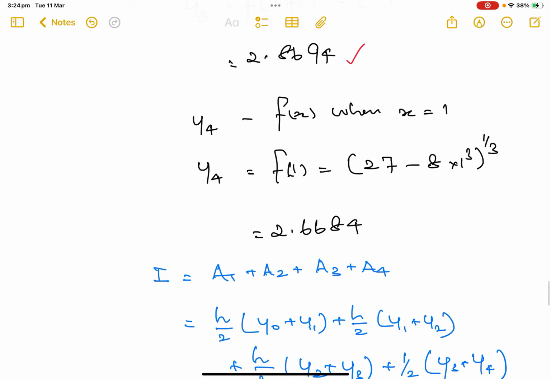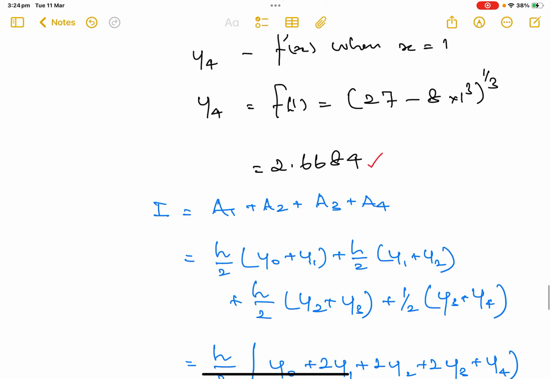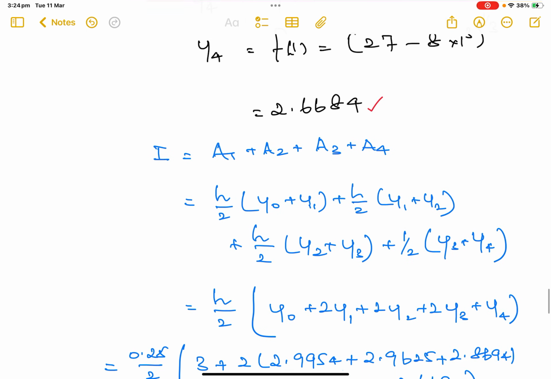y4 is f(x) when x equals 1. So y4 = f(1) = (27 minus 8 times 1 cubed) to the power of 1/3. Then when you use the calculator, that's the value, 2.6684. So the actual integration, with limits 0 to 1, is the 4 strips' areas, which are A1, A2, A3, A4. If you add them together, then we get the answer.